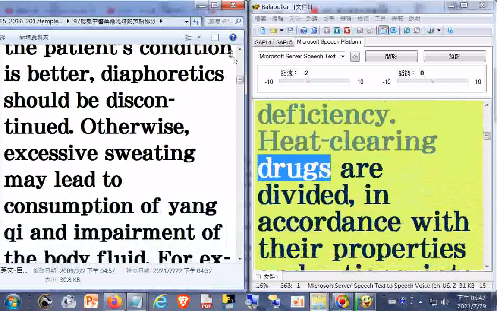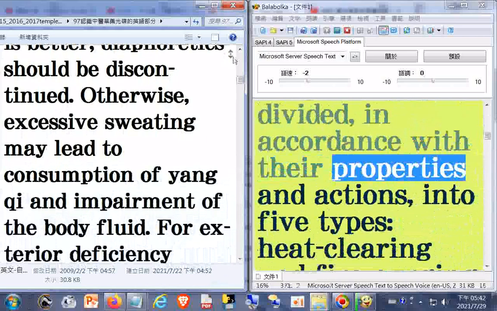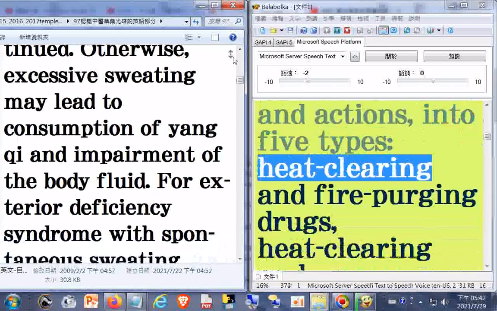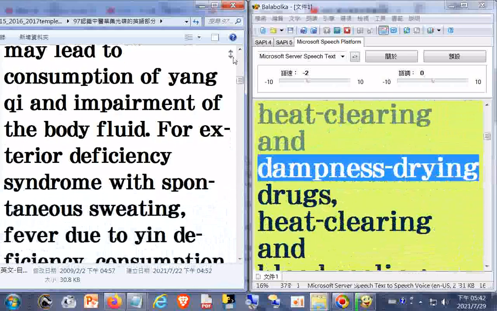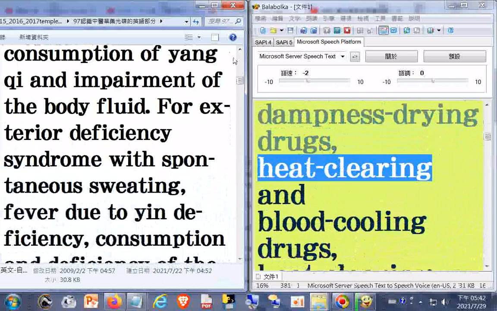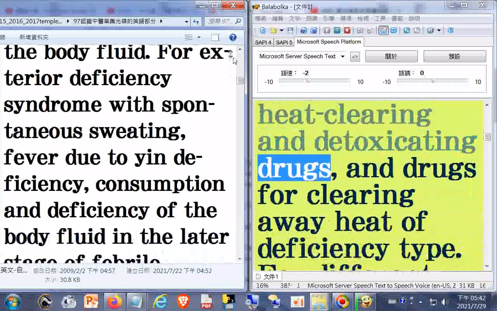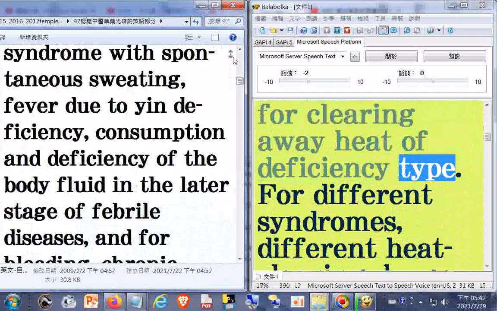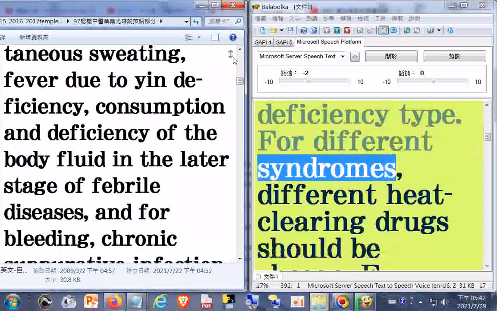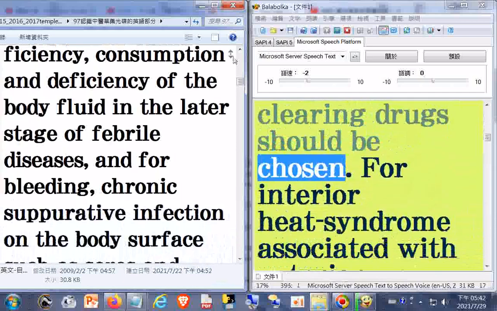Heat clearing drugs are divided, in accordance with their properties and actions, into five types: heat clearing and fire purging drugs, heat clearing and dampness drying drugs, heat clearing and blood cooling drugs, heat clearing and detoxicating drugs, and drugs for clearing away heat of deficiency type. For different syndromes, different heat clearing drugs should be chosen.